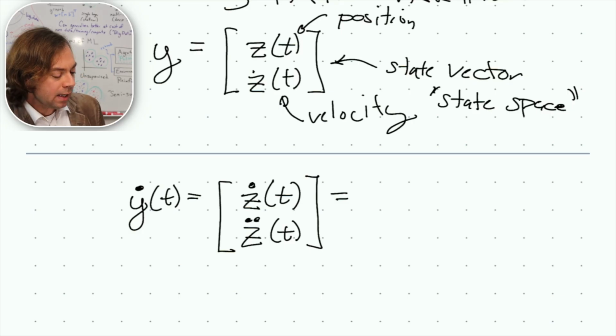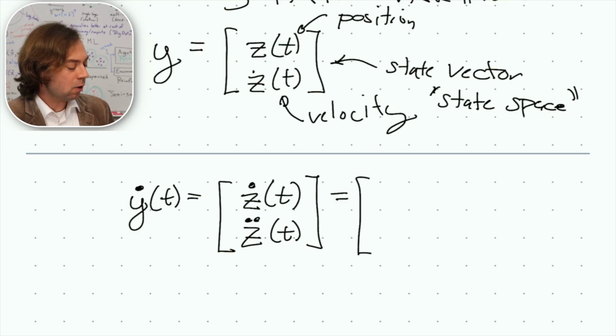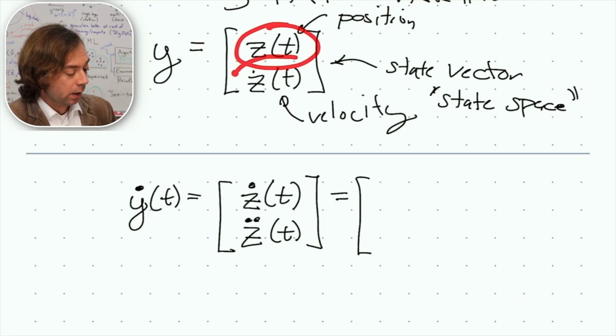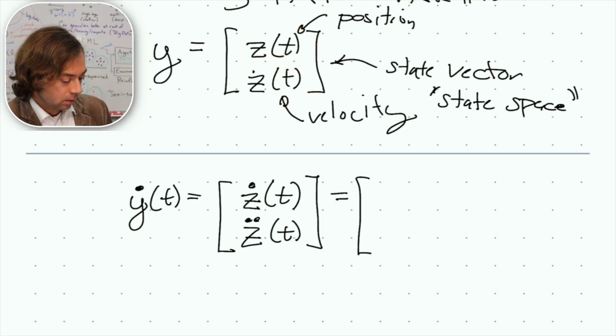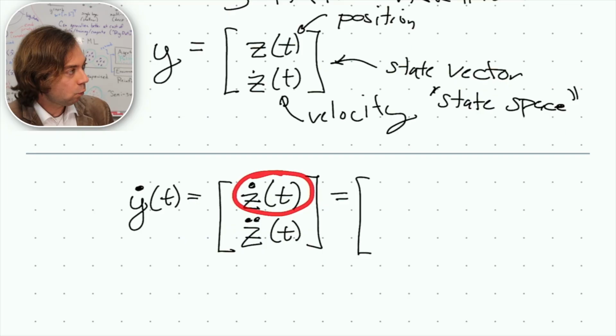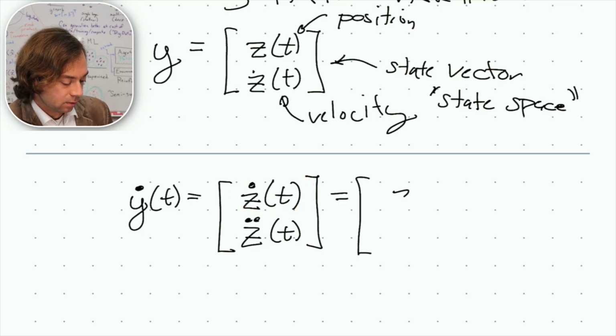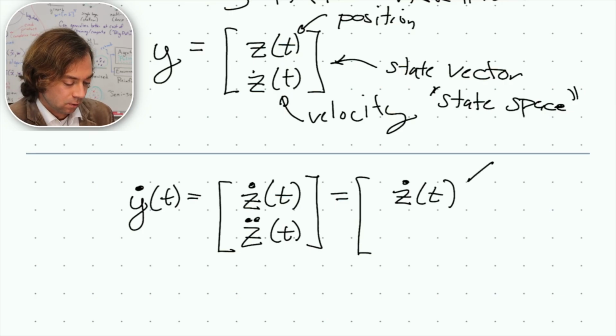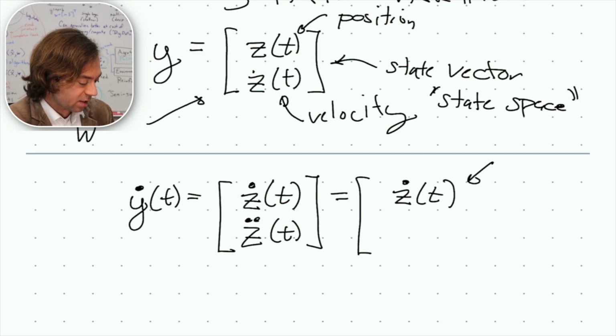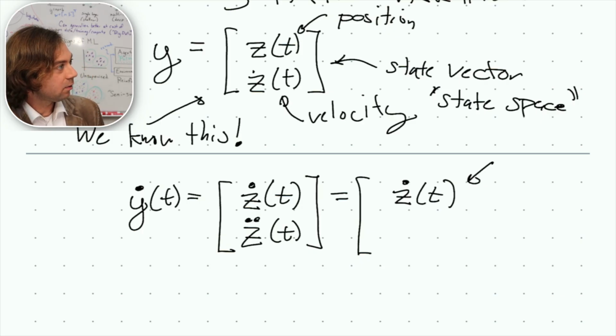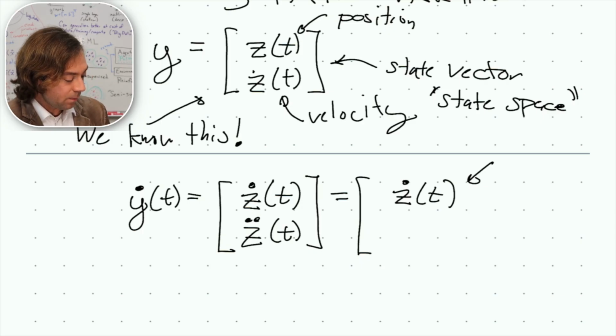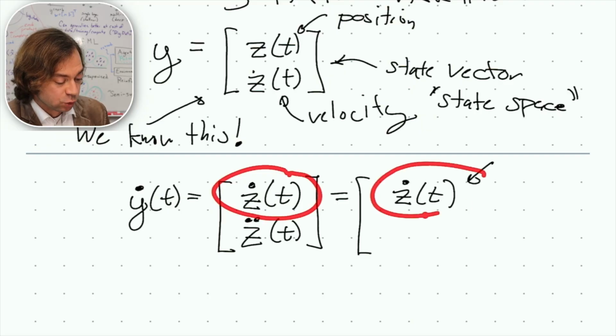Then we can rewrite this in terms of things that we know. What are the things that we know about our system? We have to know where it starts in position and where it starts in velocity. So we know what the velocity is. So we just say that z dot of t is equal to z dot of t. We have to know this to simulate. So at any given point in time, the time derivative of position is velocity, which we know.